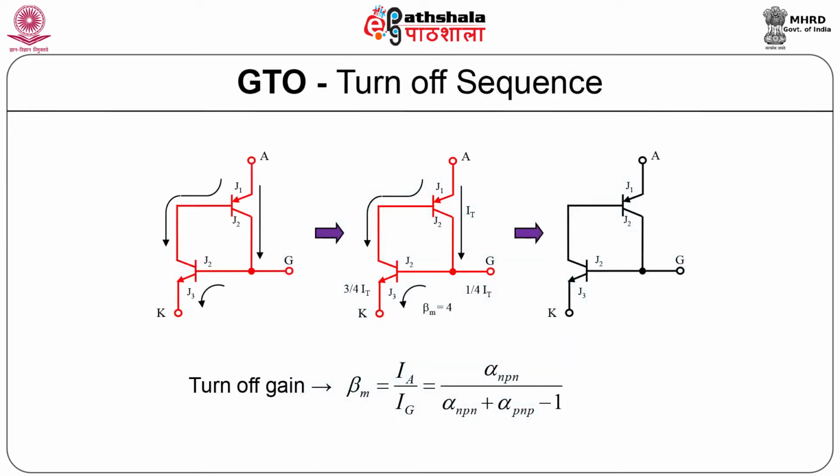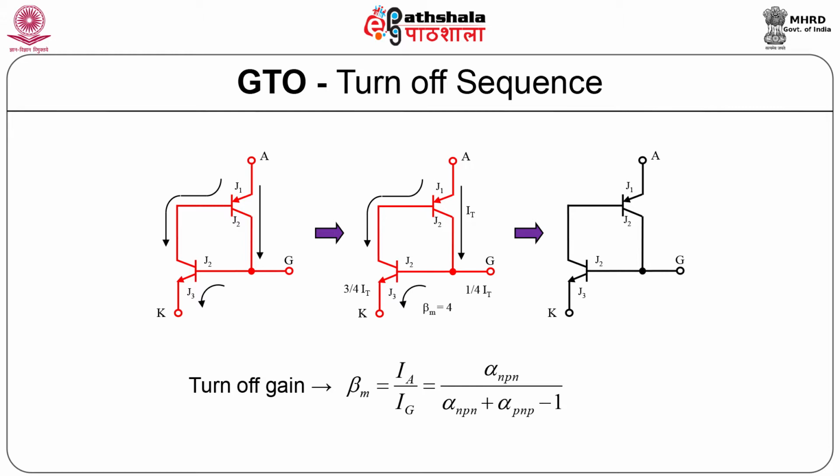Now we will see the turn off sequence. Turn off is much more difficult to understand than turn on. So, to turn off the thyristor, a negative gate pulse is applied to the thyristor. After applying the negative gate pulse, some current will be diverted toward the gate and some current will be diverted to the cathode.